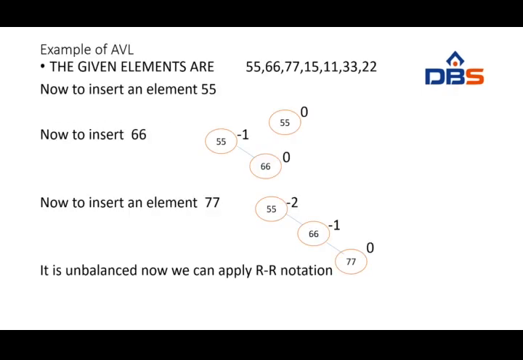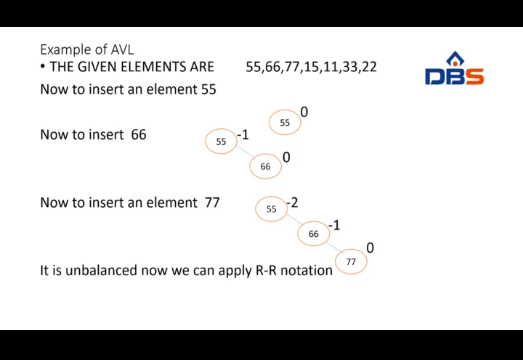Okay. For example, the given elements are 55, 66, 77, 15, 11, 33, 22. So now we insert the element 55. It is a root node, and it is also a leaf node. So the balance factor is 0.